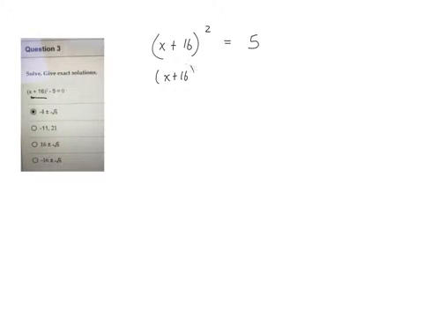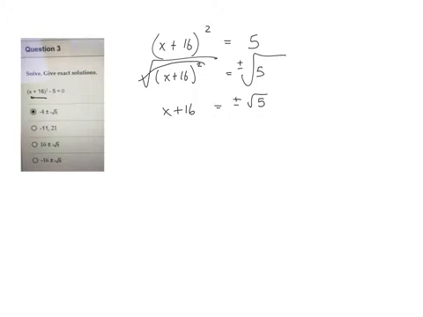So I get x plus 16 squared equals 5. So square root this, square root this. When you square root the right side, it becomes a positive or a negative. And then on the left side, the square root and the square cancel. So I have x plus 16 is equal to the plus or minus square root of 5.